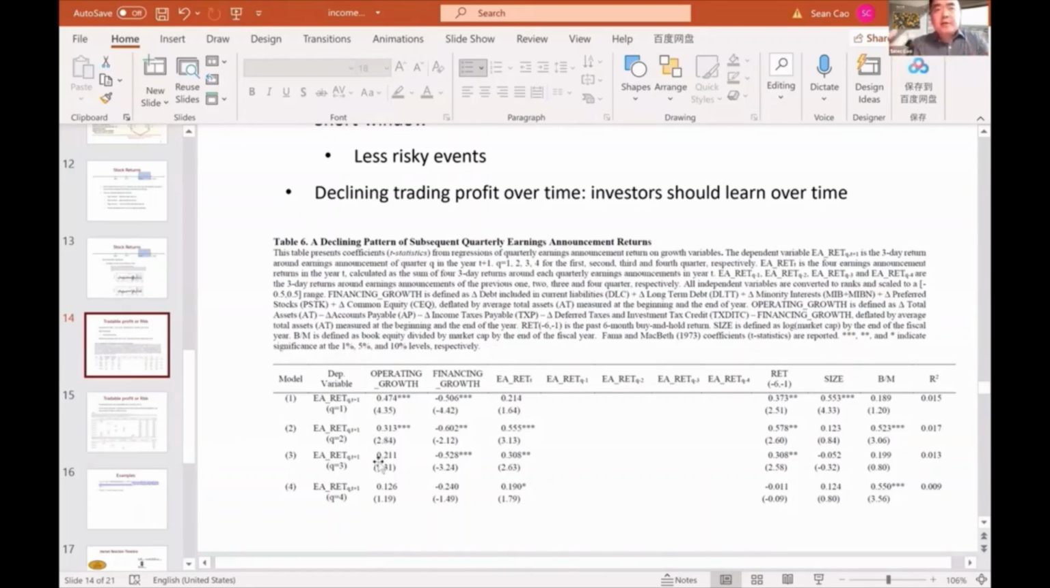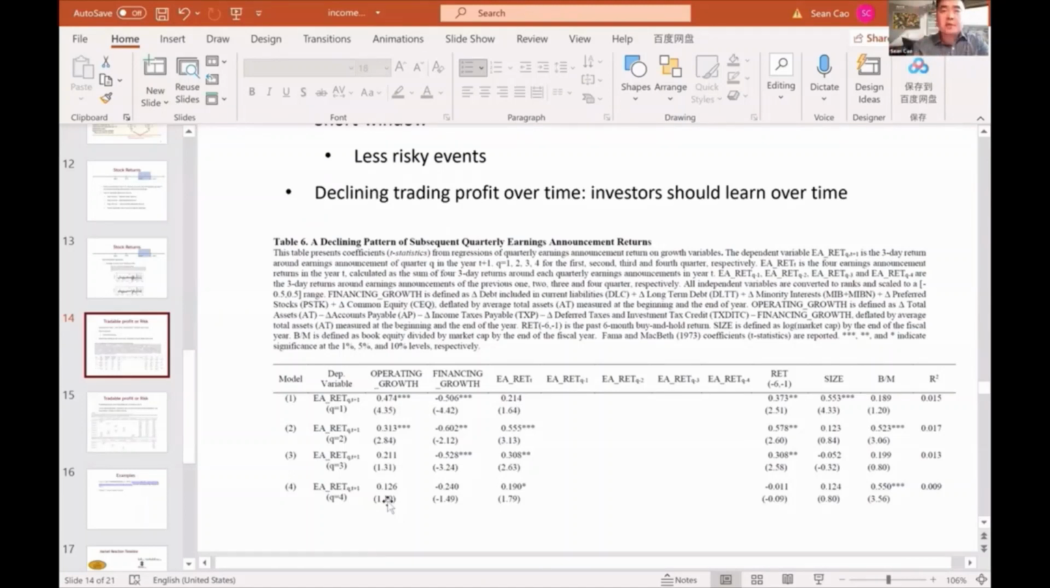If everybody knows the operating growth is good, you don't have any profit. You only make profit when you know something other people don't know. So that's the idea here. The pattern has to decline. Why am I saying it has to decline? Because if every month, every quarter you make profit, that means it's not that you know something other people don't know. That's a risk. If it's a risk, you can use that.